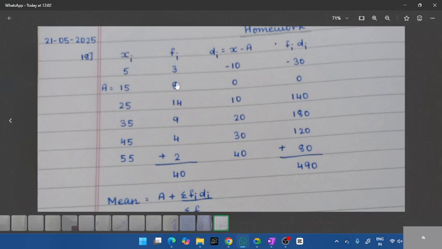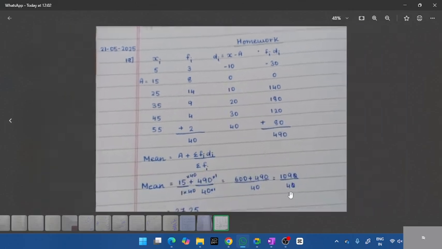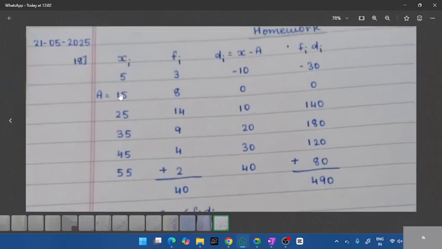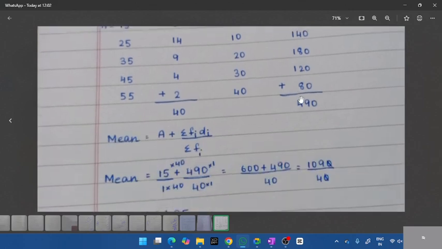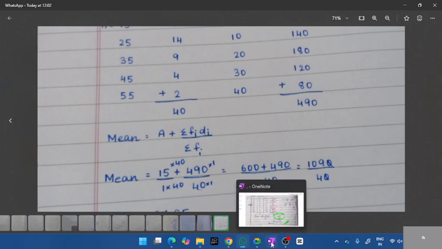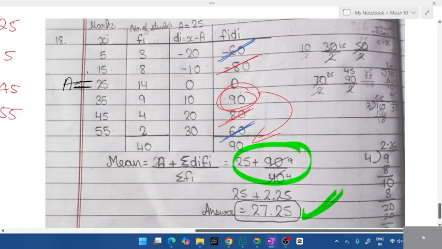All of you look at this calculation. Everything is right. Even the answer is correct, 27.25. But the only thing is, Tanishka has assumed the mean value to be 15. A is 15. If you take 15, look at the numbers. The numbers are big. Minus 30, 140, 180, 120, 80, then you get 490. So 15 plus 490 divided by 40.